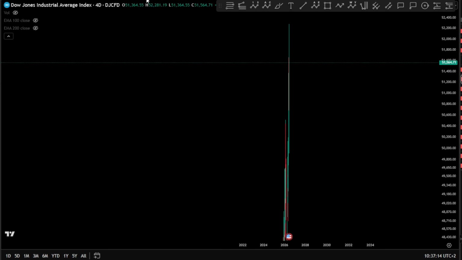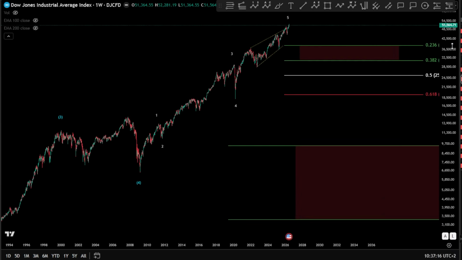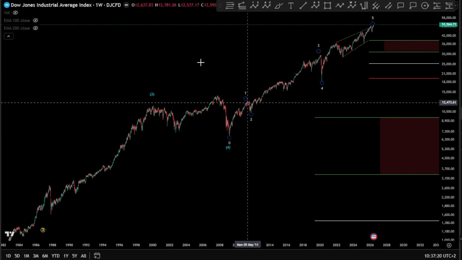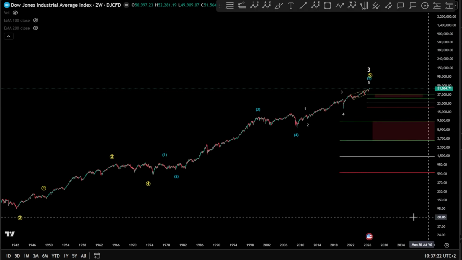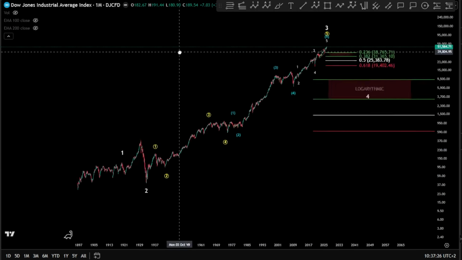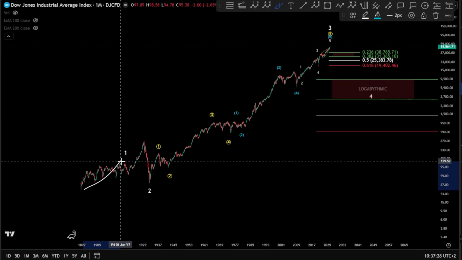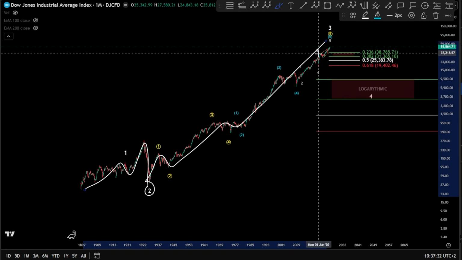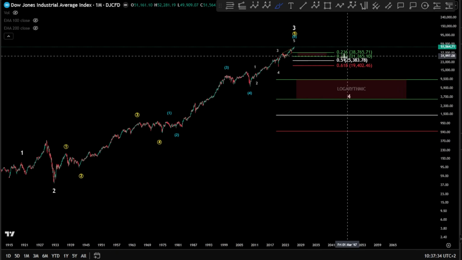Finally, we're going to see Dow Jones here. So for Dow Jones as well, we're going to dive a little bit in history here to see what do we have. So basically for Dow Jones, we have a large 1, 2, 3, 4, 5 here. Even I have to go monthly with it. So we have a 1, A, B, and a C expanding flat wave 2, 1, 2, 3, 4, and a 5. Potentially finishing up a wave 3.